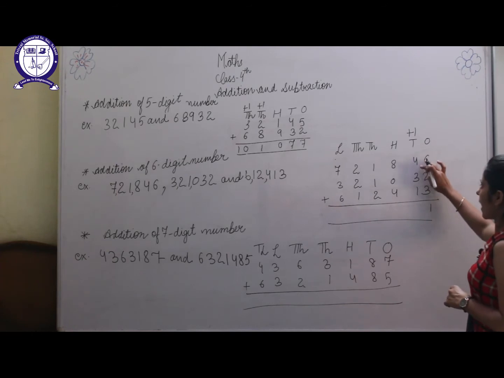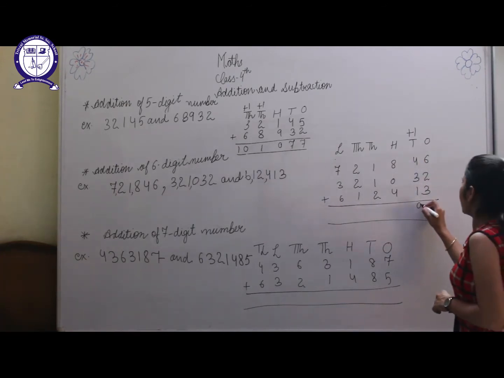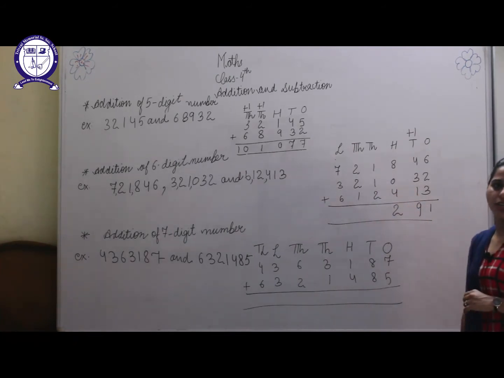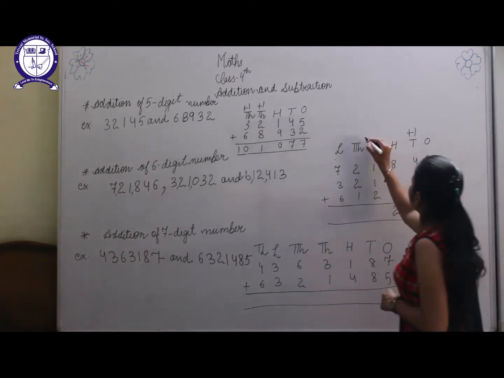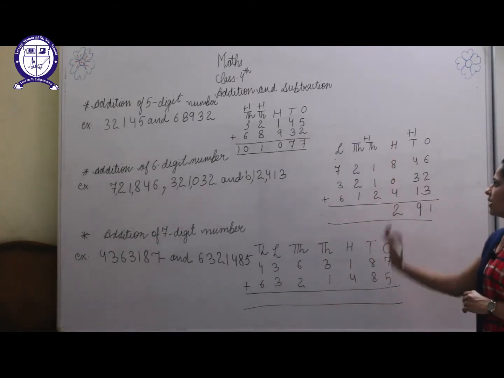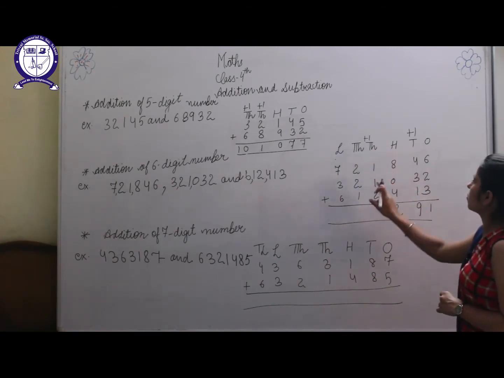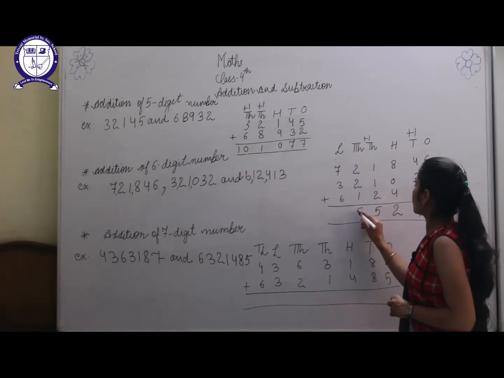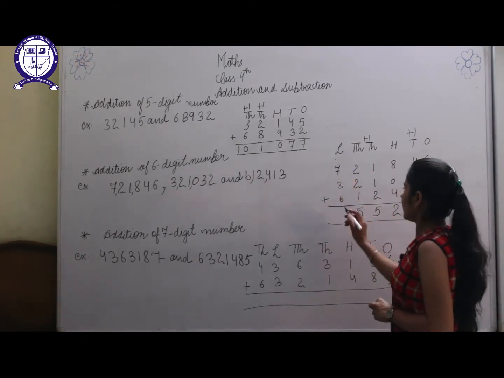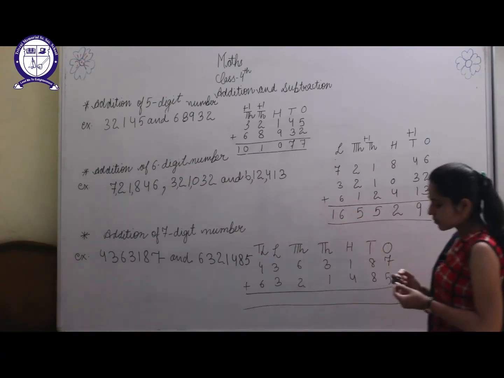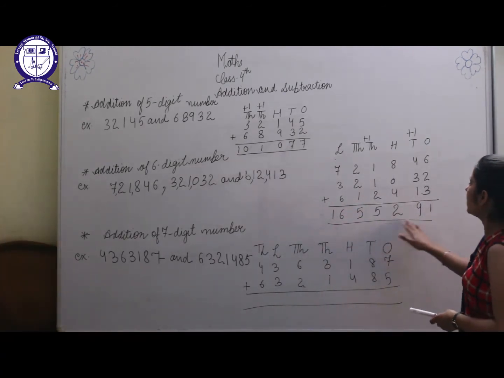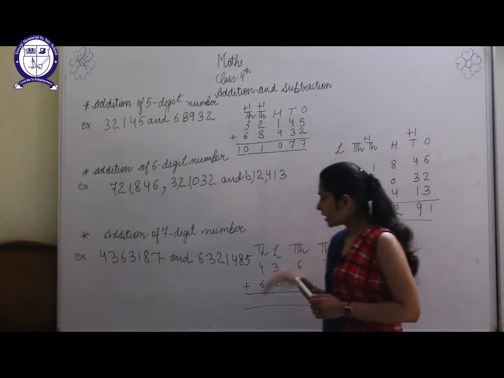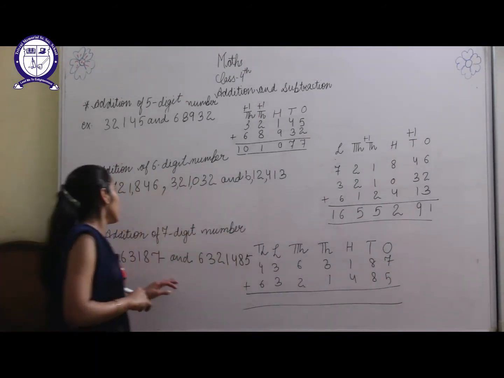So 1 plus 4, 5. 5 plus 3, 8. 8 plus 1, 9. 8 plus 0, 8. 8 plus 4 will give us 12. In 12, what is the unit or ones place digit? 2. So the tens digit will move as carry towards the left hand side. So 1 plus 1, 2. 2 plus 1, 3. 3 plus 2, 5, students. 2 plus 2, 4. 4 plus 1, 5. 7 plus 3, 10. 10 plus 6, 16. So we got our sum as 1 crore 65 lakh 5,291, students.